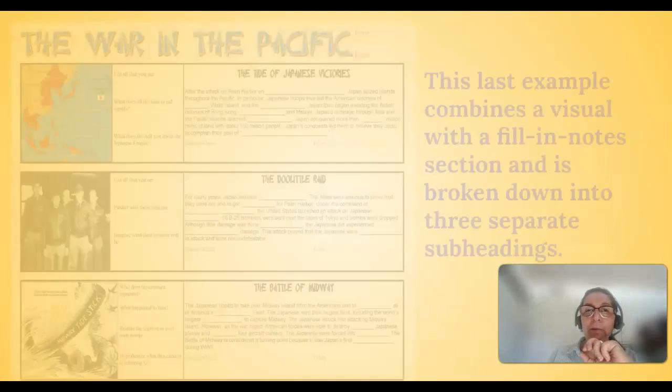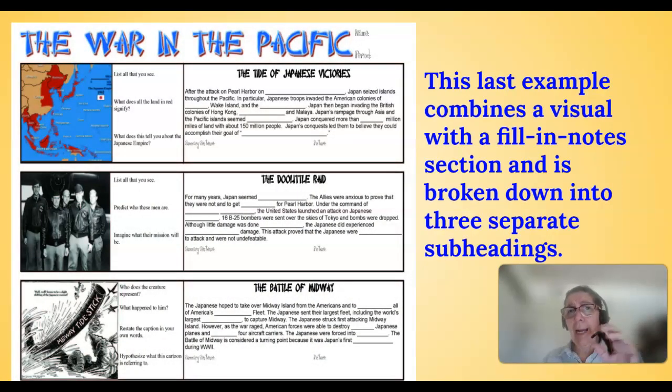Our last template is a very visual template. On one side, we have three different representations of World War II. We have a map. The center has a primary document in the form of a photo, and the bottom is a political cartoon. Each one of these has 3 or 4 questions that it will ask you to look at the map, look at the picture, look at the cartoon, and answer the following questions.